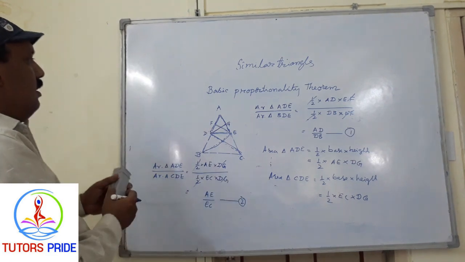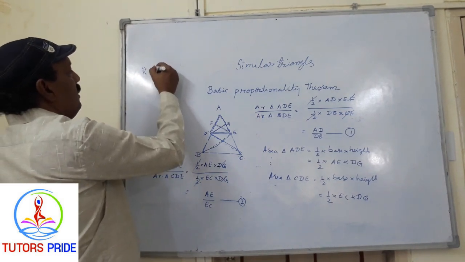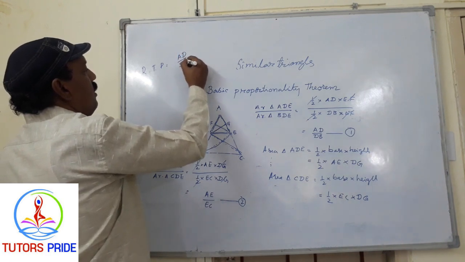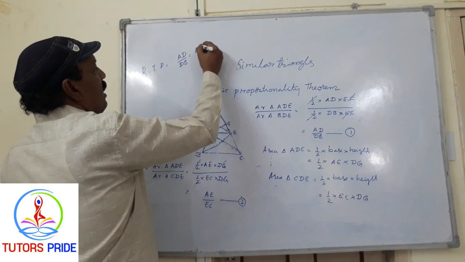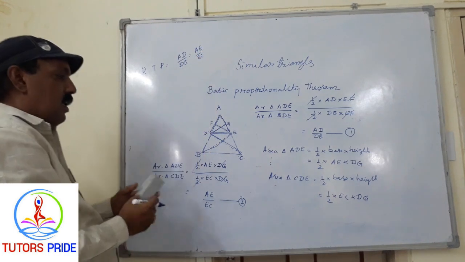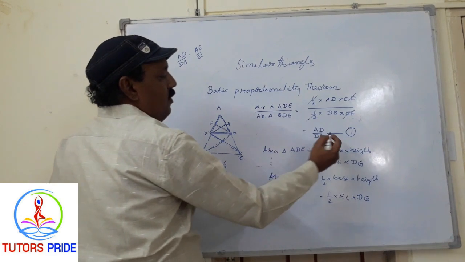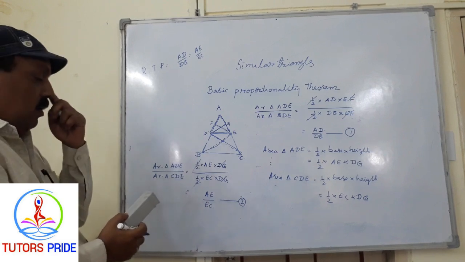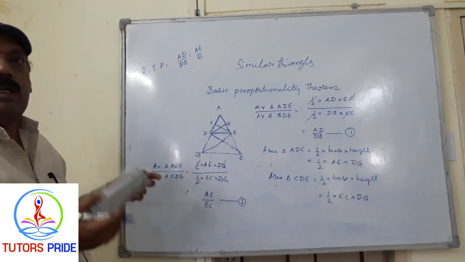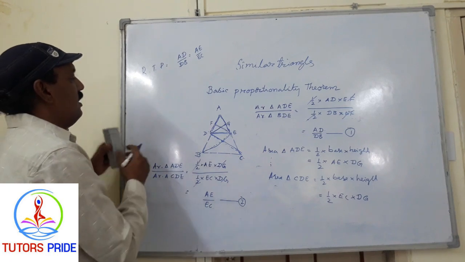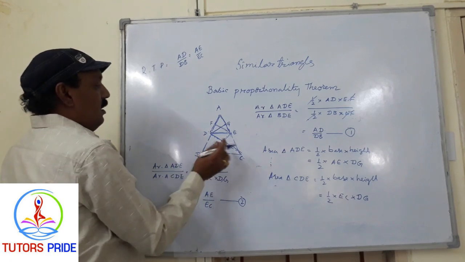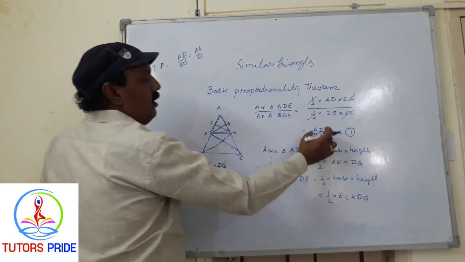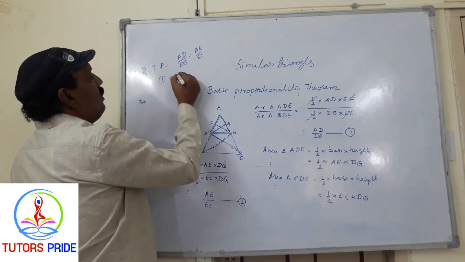And finally, what is the RTP we already considered? RTP is nothing but to prove that AD by DB is equal to AE by EC. First we got one ratio, AD by DB, and second we got one more ratio, AE by EC. I want to say this ratio is proved, but I can't say it simply. There is one good reason: I cannot simply consider equation 1 equal to equation 2.